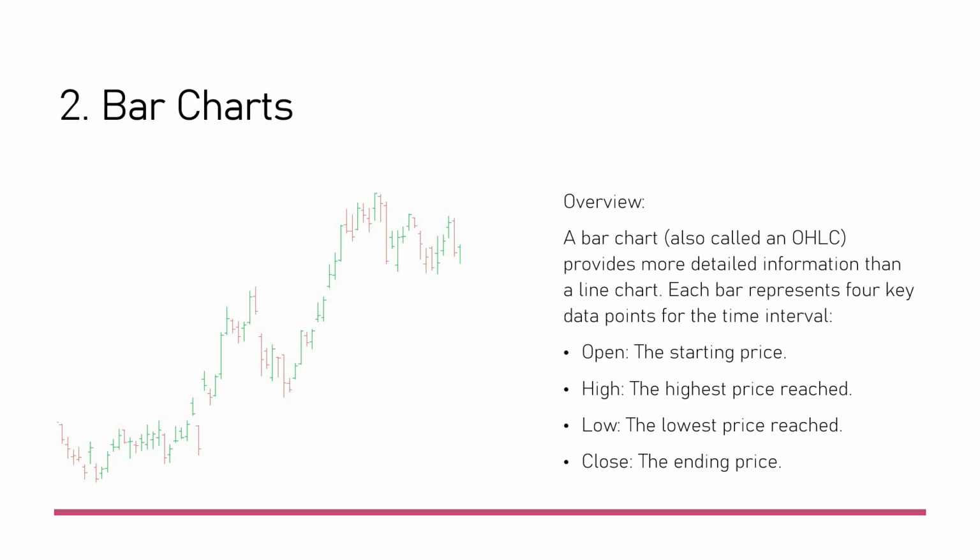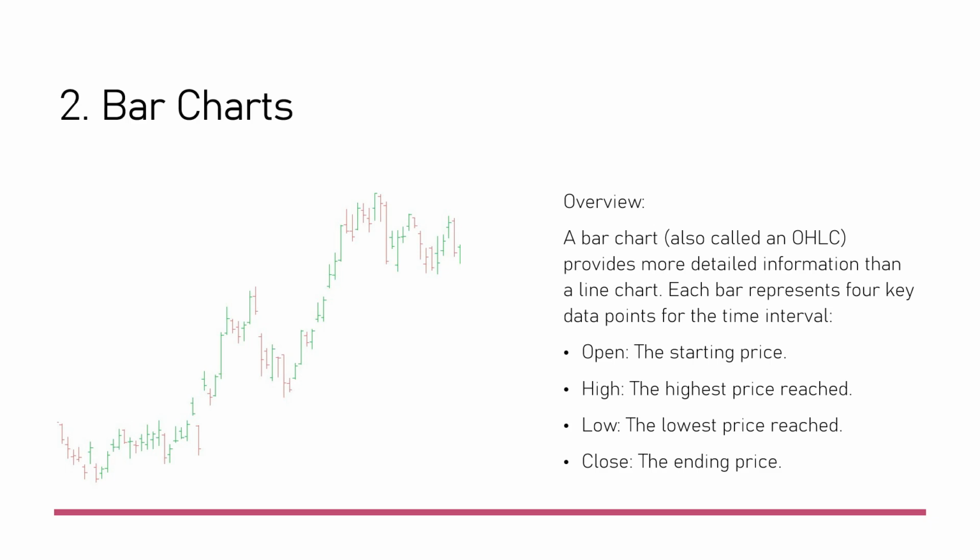Now let's move on to bar charts, which are more detailed and commonly used by traders who need additional information beyond just the closing price. A bar chart, also known as an OHLC chart, short for open, high, low, close, offers a more comprehensive view of price movements within a specific time period.